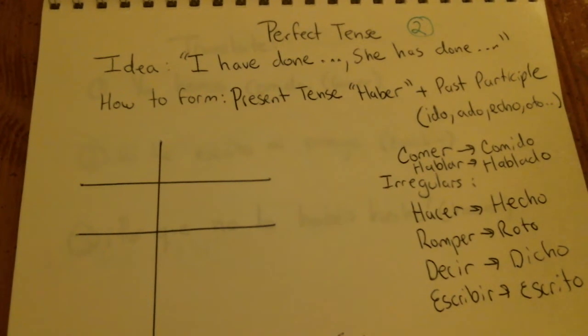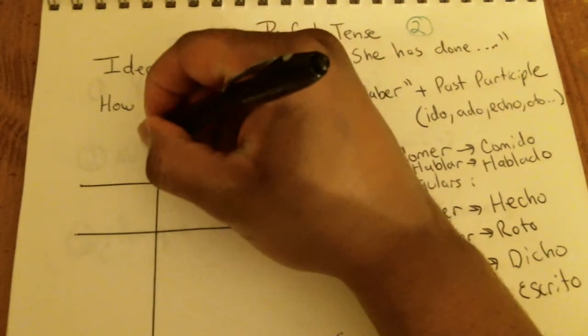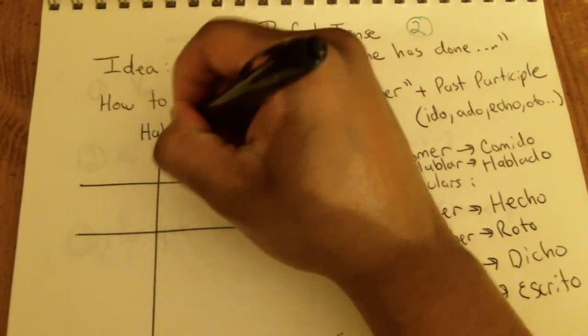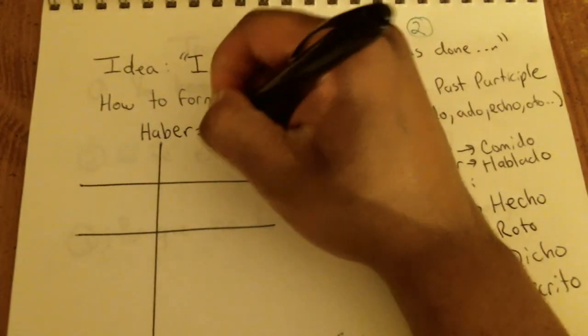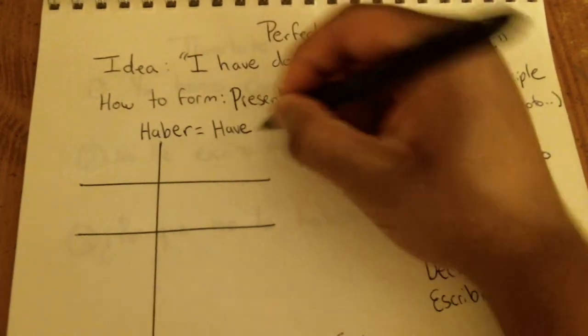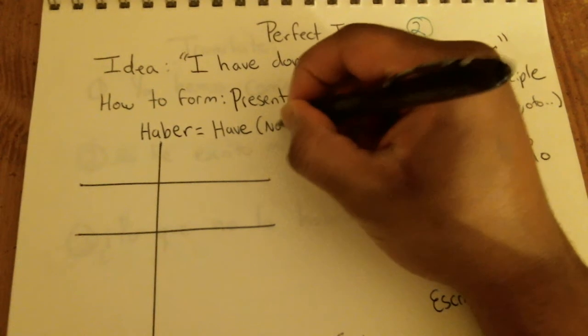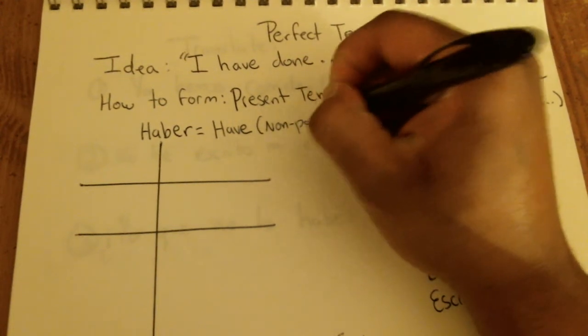What about the have part? You need to say, I have made, or I have broken. Where does that have come from? It comes from the verb haber, which means have, but this is only have in the non-possessive way, okay?